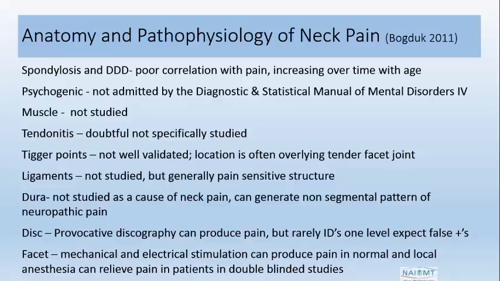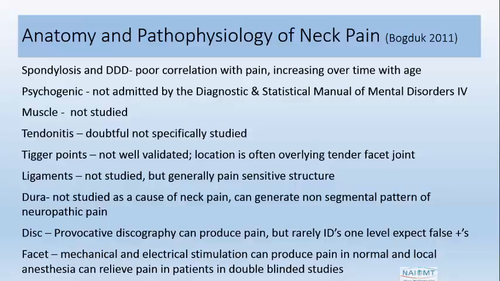The dura has not been studied as a cause of neck pain, but dural inflammation is more likely to generate a non-segmental pattern of neuropathic pain. The disc has been widely shown through provocative discography to produce pain, but it rarely is able to identify one level as the source of pain. In most individuals, multiple levels will be positive, and it is a doubtful test for the true causes of pain.